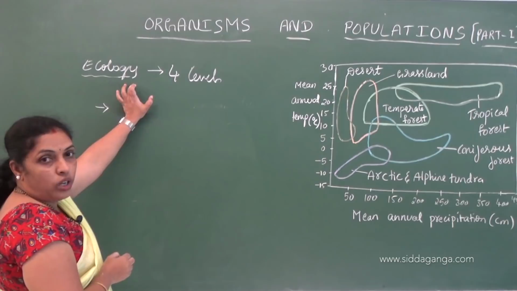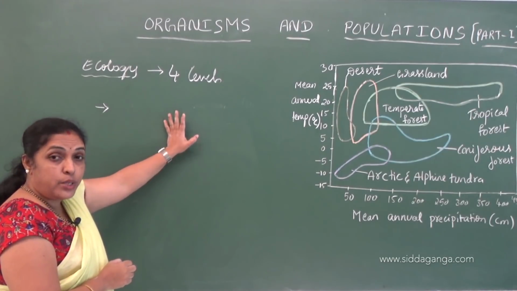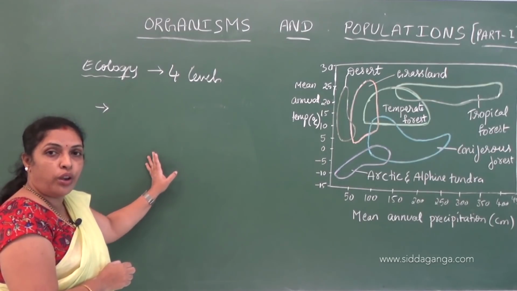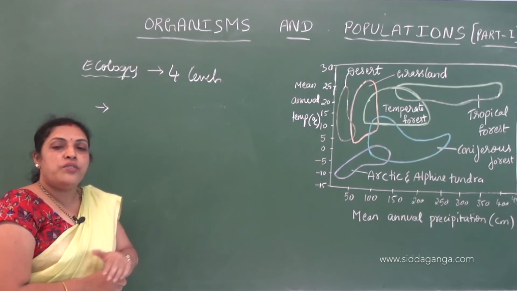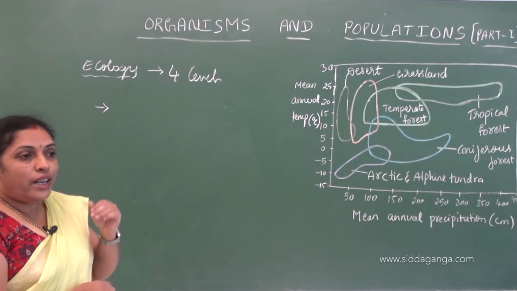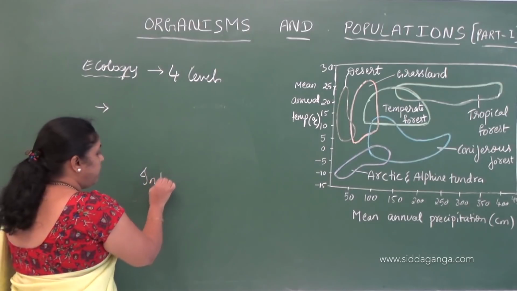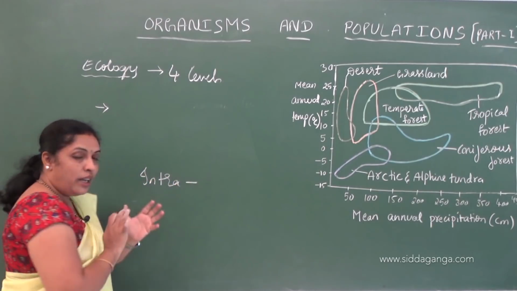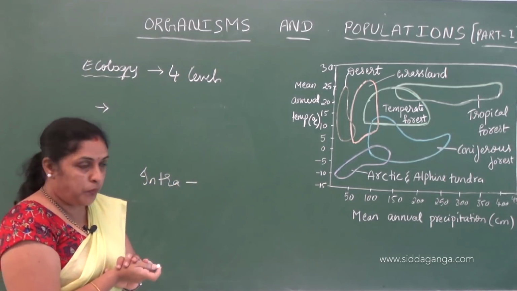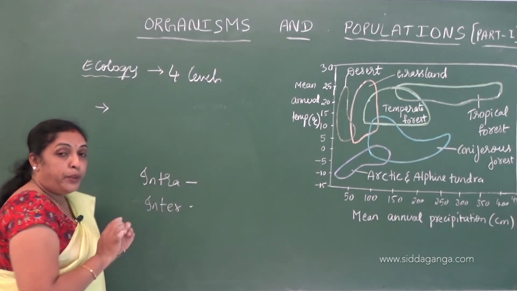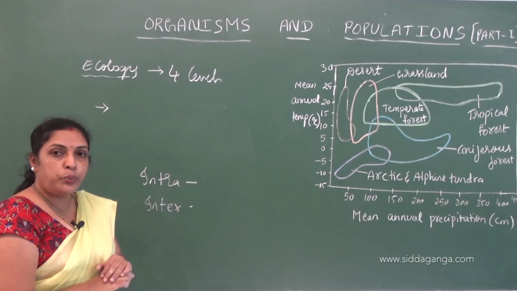So we know that ecology deals with the study of interactions or interrelationships of organisms with their physical environment. Interactions include both intra and inter. Intra means interactions among the same species. Inter means interactions between different species.